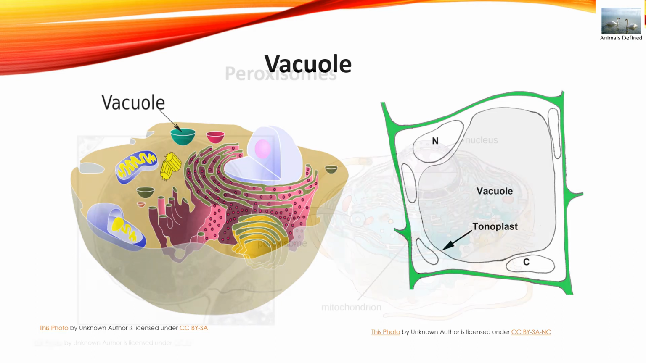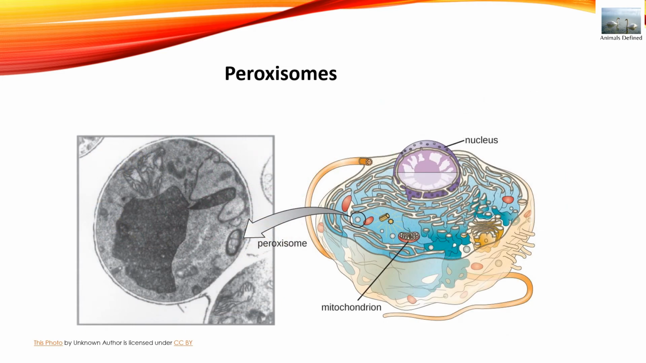Peroxisomes. They are small, round-shaped single-membrane organelles. They digest, or you can say break down, amino acids and fatty acids through oxidation reactions. They also cleanse poisons that enter the body.